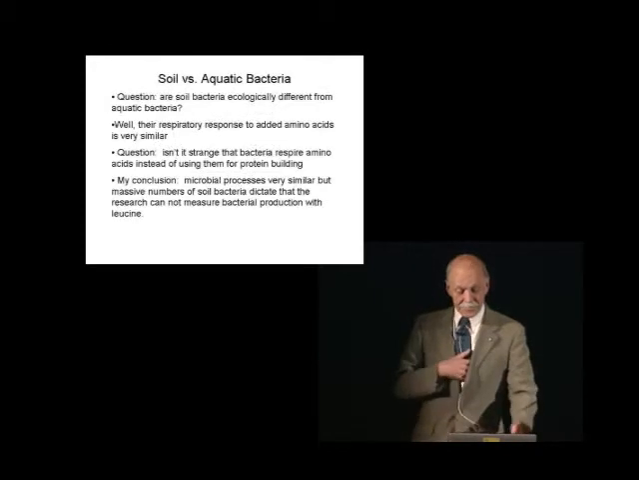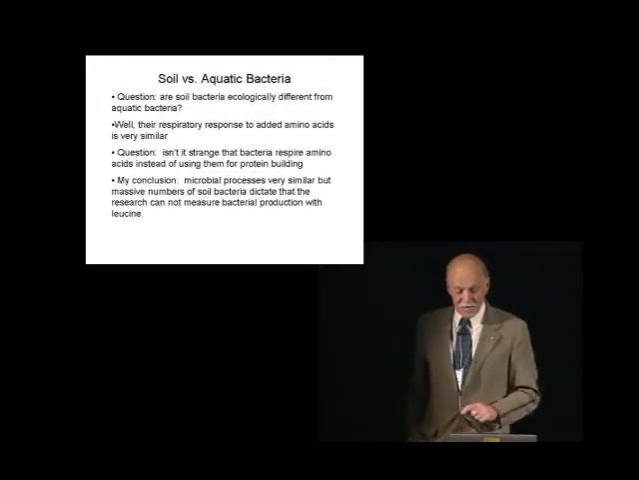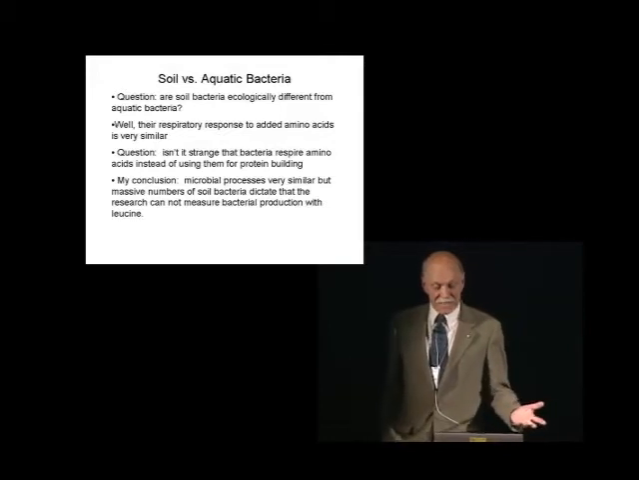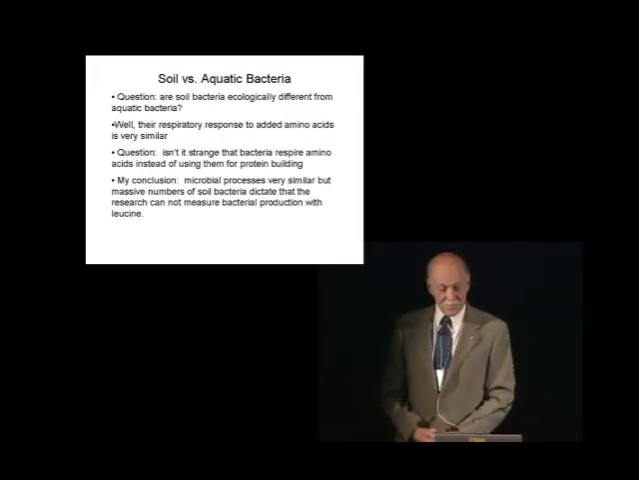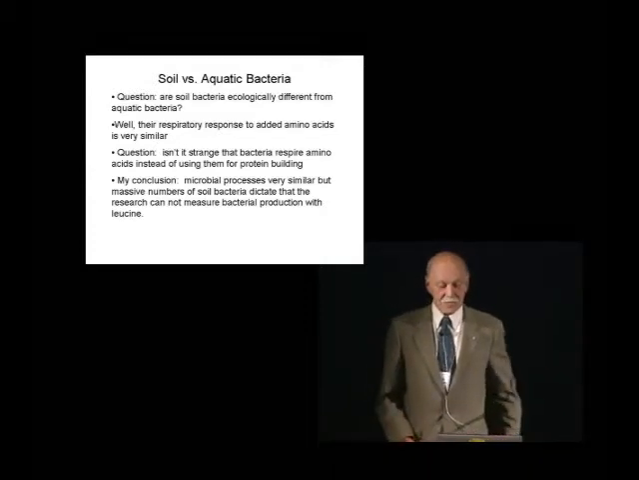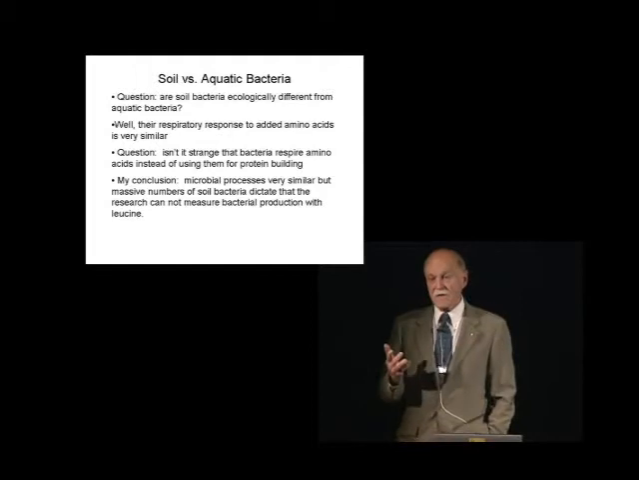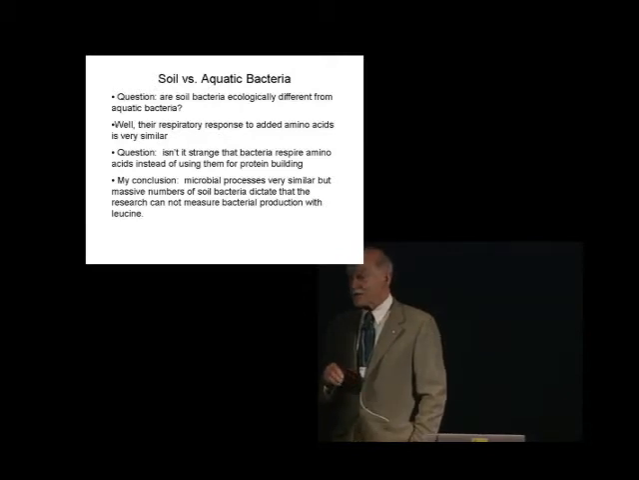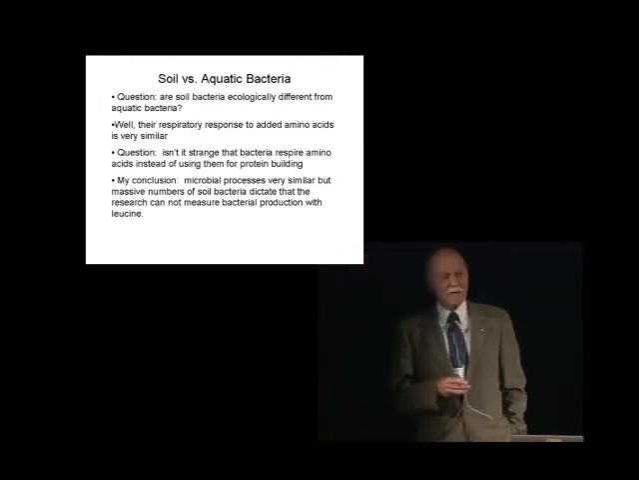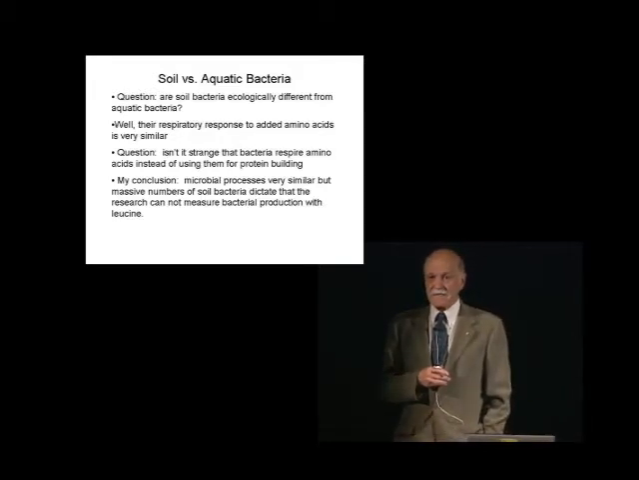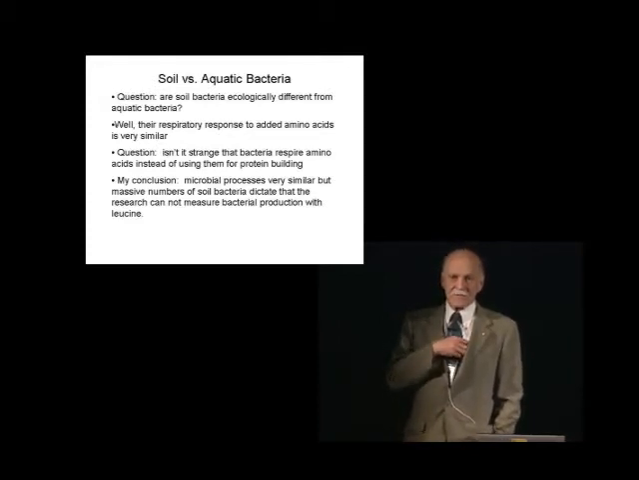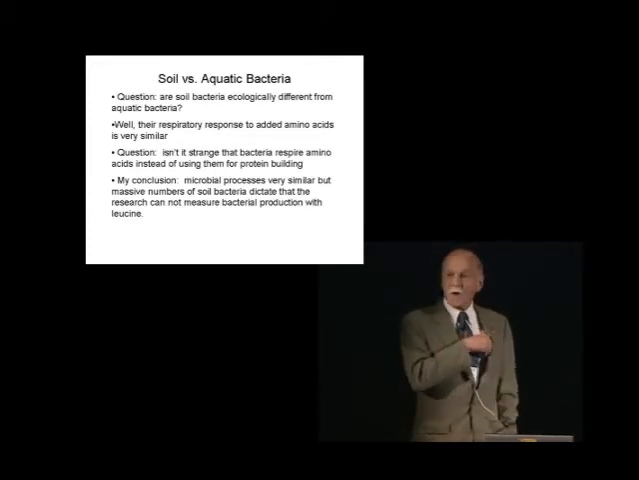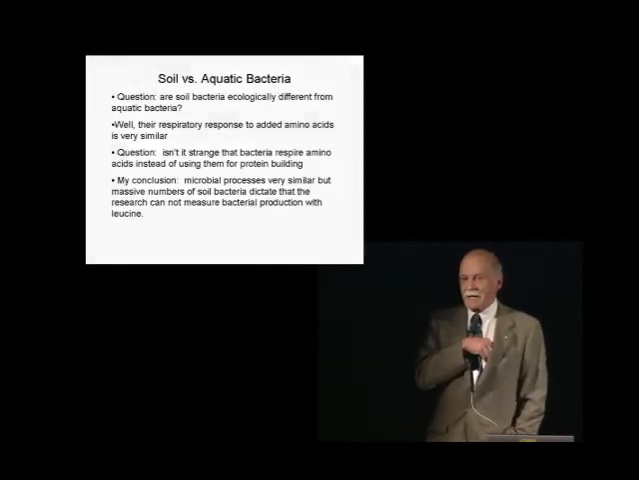So my conclusion: microbial processes are very similar, but massive numbers of soil bacteria dictate that research in this way cannot measure bacterial production with leucine because there just are very low concentrations, which I can't prove yet, but looking at the isotope data, the time course data, I'm saying this is probably what's happening, and I think the soil people are overestimating the concentration by 2 or 3 orders of magnitude. So that's all I have, and I hope you've learned a little bit about bacteria and isotopes and organic matter. Thank you very much.